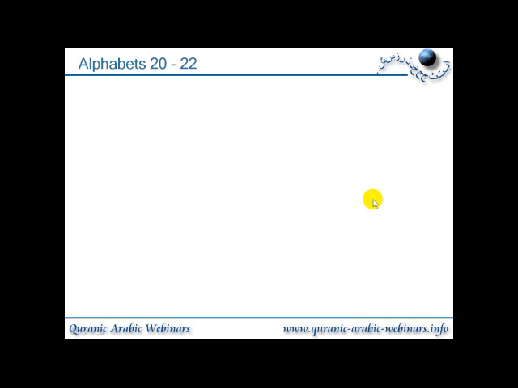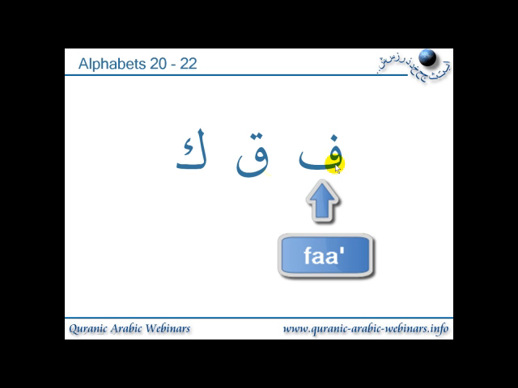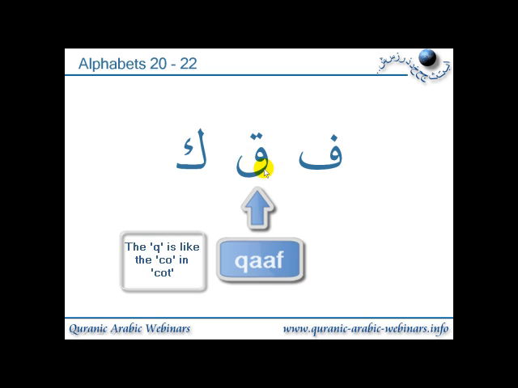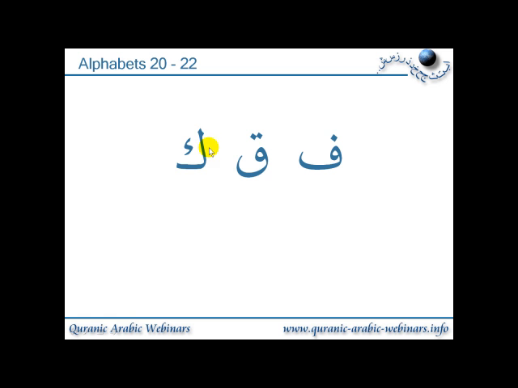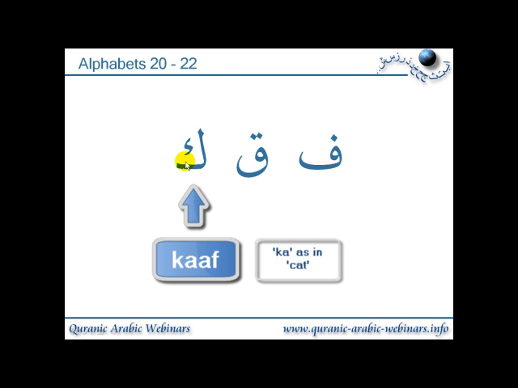Alphabets 20 to 22. So the first two look slightly similar. You'll see the curve on the first one is almost horizontal. The second one goes slightly lower. So the first one with one dot is known as Fa. The second one with the two dots and slightly deeper curve is known as Qaf. And this one with the small little type of S on it is known as Kaf.